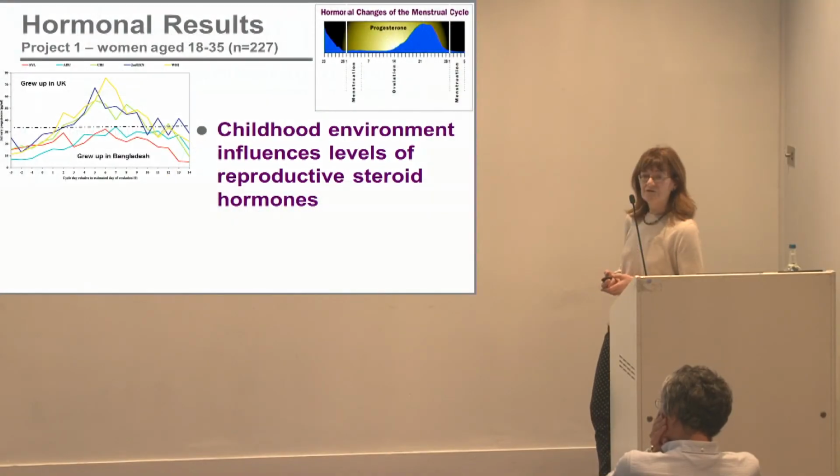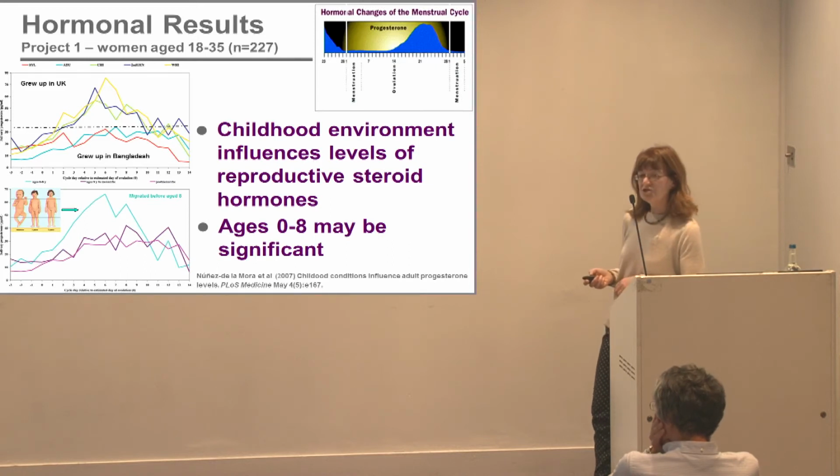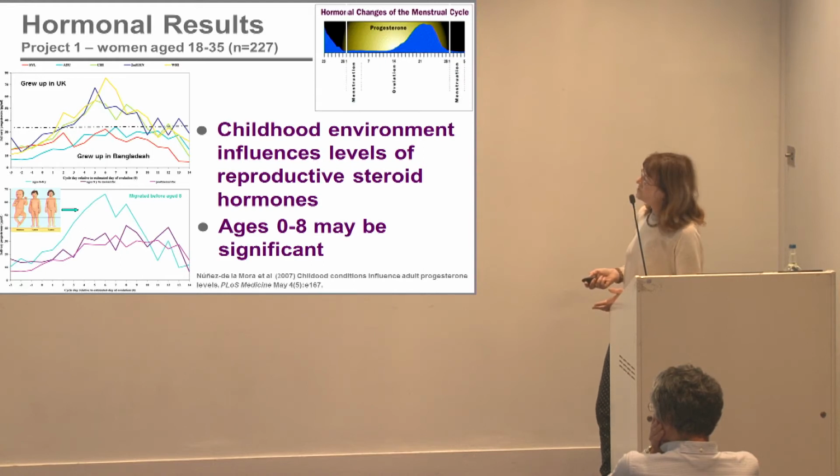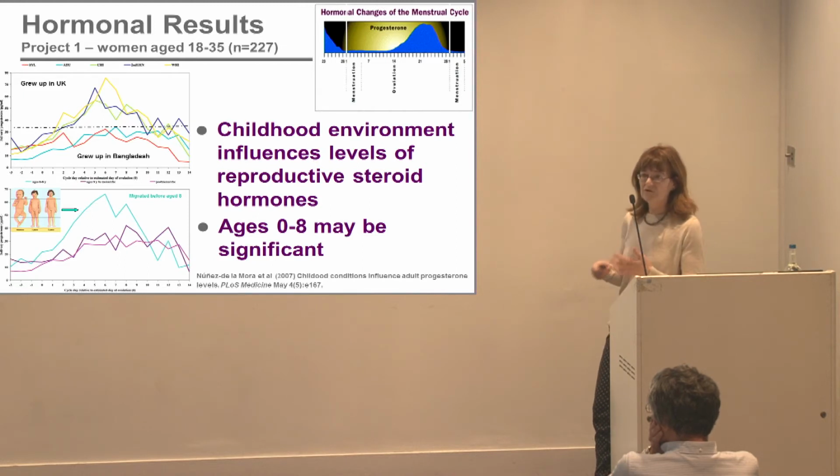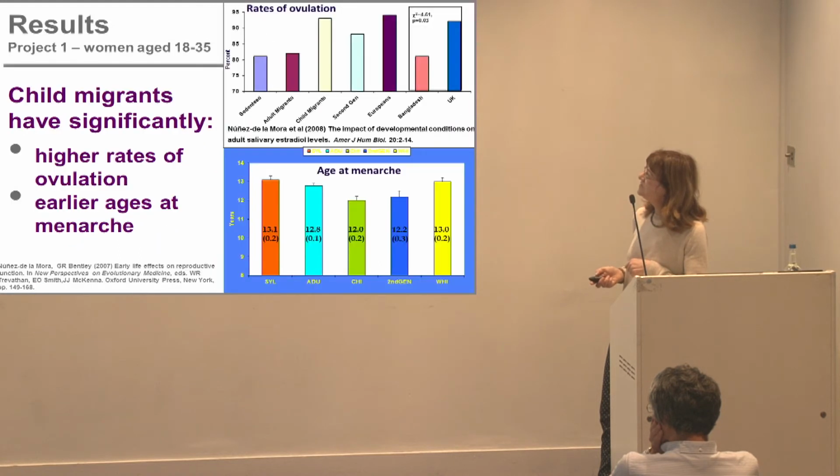And this led us to conclude that the childhood environment, depending where you grew up, where you spent your childhood, seemed to have an influence on levels of your reproductive steroid hormones. And then with the child migrants, we split them up according to when they came to Britain. And if you migrated before the age of 8, your levels were much higher than if you migrated later on, although on average altogether there was still a difference between the adult migrants and the child migrants. So we were thinking that maybe 8 is something of a threshold, and more on that in a minute.